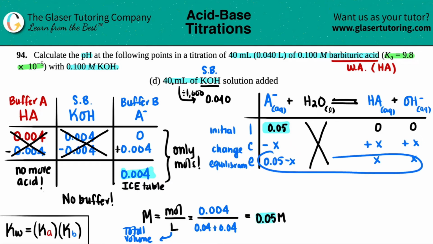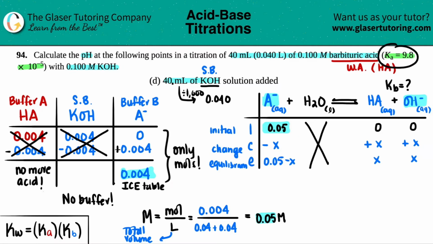Now we take our equilibrium values and plug them into our K equation. However, we made OH minus, and we're starting off with a base. What do we need? Do we need a Ka value? No. We need a Kb value. This one is a little messed up.